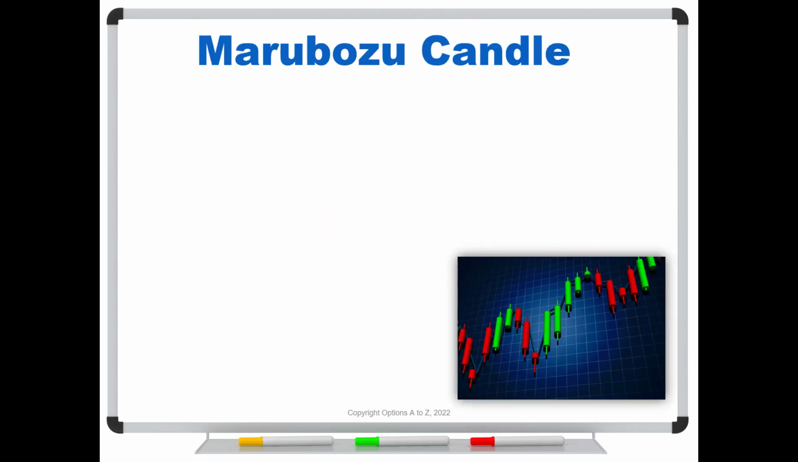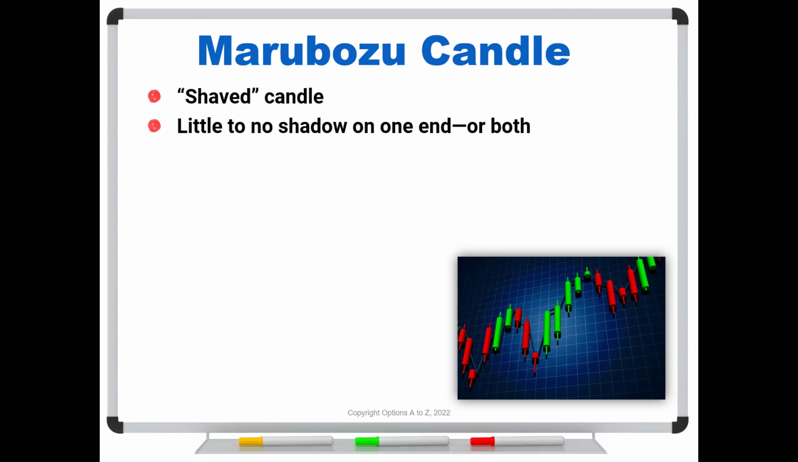So a Marubozu candle, what is it? Well, it translates from Japanese into something like a shaved candle. And that just simply means that there is little to no shadow on one end of the candlestick or the body, or on both ends. Might be completely shaved. And regardless of which end happens to be shaved, it shows a strong directional move. That's really the important insight.